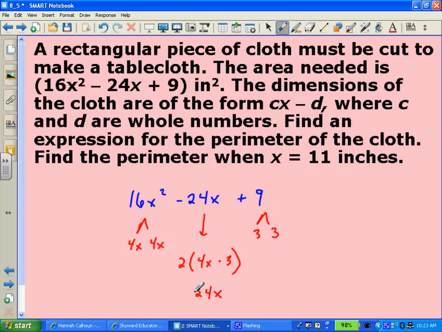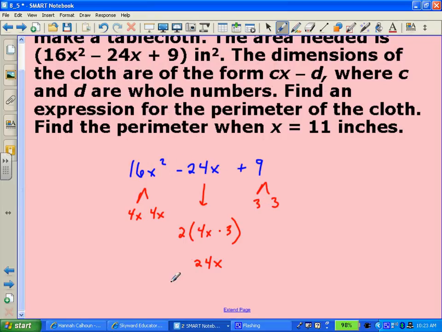Well, it is. That's going to give me 24x. Okay, so I know right away that my factoring, since I have a minus sign here, it's going to be a minus b squared. So I'm going to have 4x minus 3 squared. So I know that each side length is 4x minus 3 for my tablecloth.